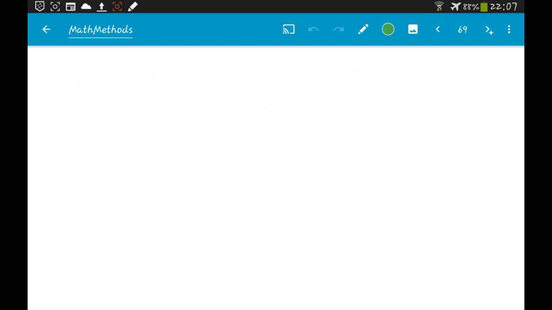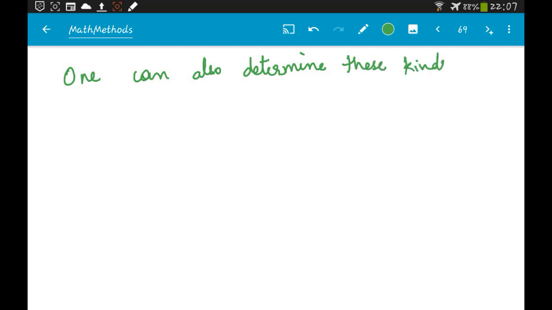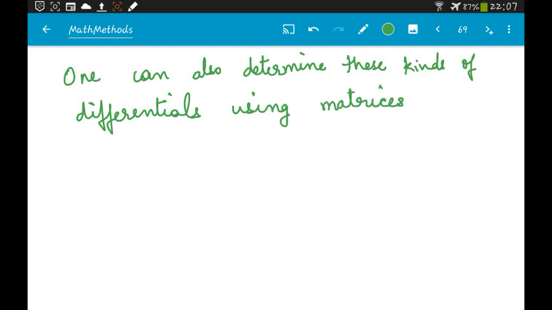Another way of finding the total differential, or any differential, is that there is a matrix method also. You can use any method to do the homework, it is up to you, but I'll just tell you this method as well. So one can also determine these kinds of differentials using matrices. Now you guys are well versed with matrices, so you should be able to understand this very well.